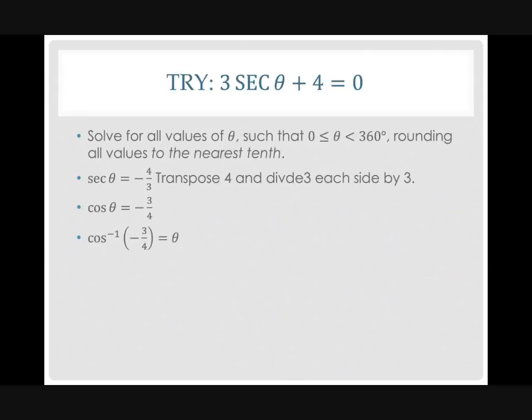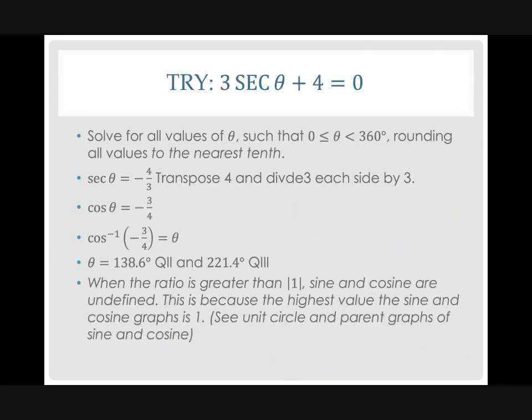And then we do the arc cosine of negative 3/4 to get theta. And we know that cosine is negative in quadrants 2 and 3. Therefore, our first answer would be 138.6, and we determine the reference angle there, and we add our reference angle to 180 to get 221.4 degrees for quadrant 3.